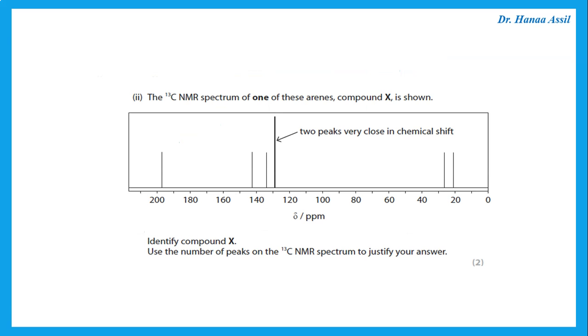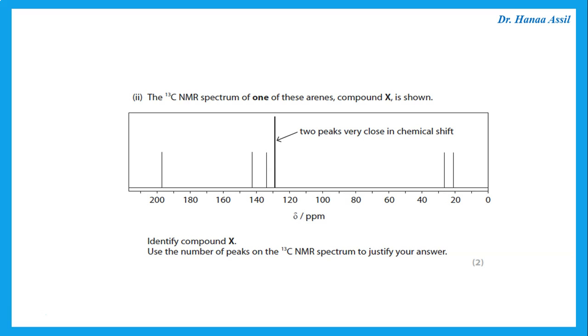And then the question says the carbon-13 NMR spectrum of one of these arenes that we just drew is shown. So we have a carbon-13 NMR with how many peaks? We have 3 on the left, and then we have 1 in the middle that is actually 2 very close to each other.